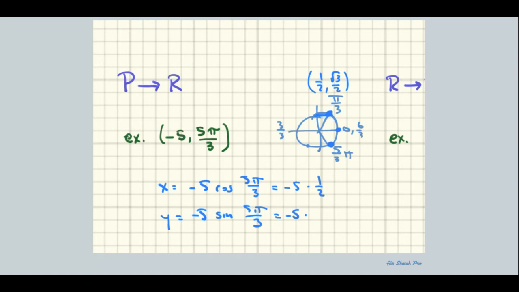Okay. And what's the sine of pi over 3? Well, sine of pi over 3 is root 3 over 2, but it's the opposite on the other side, isn't it? It's negative root 3 over 2. So the coordinates I'm seeing are 5/2 and negative 5/2 and 5 root 3 over 2.